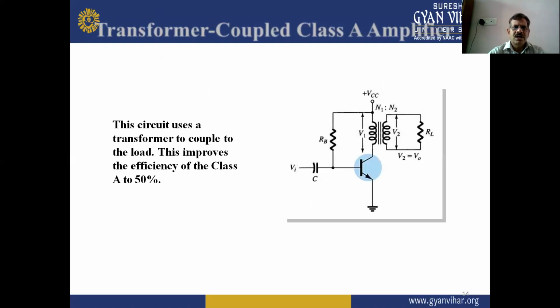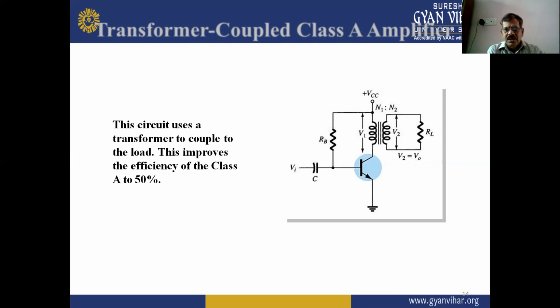Next one is the transformer coupled class A amplifier. In this circuit diagram, the circuit is coupled by the transformer. The coupling is at the collector terminal in this circuit diagram. This circuit uses a transformer to couple to the load. This improves the efficiency of the class A to 50%. So by the use of transformer coupling, we can improve the efficiency of the class A amplifier up to 50%.